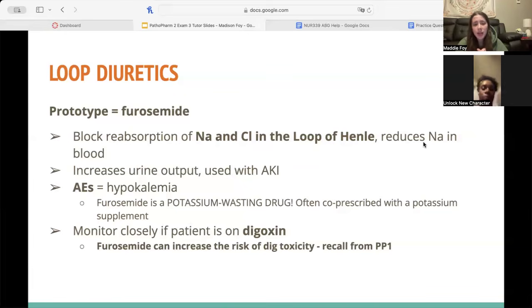Another thing with furosemide is if your patient is on digoxin, this drug duo needs to be monitored closely because furosemide can increase the risk of dig toxicity, which is something we talked a lot about in PathoPharm1. But that's something you need to be on the lookout for as well.